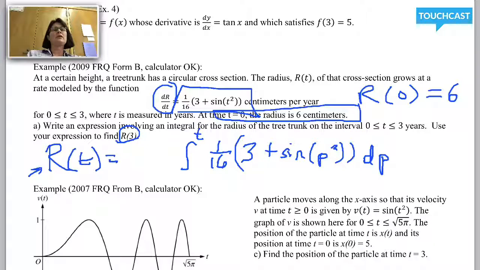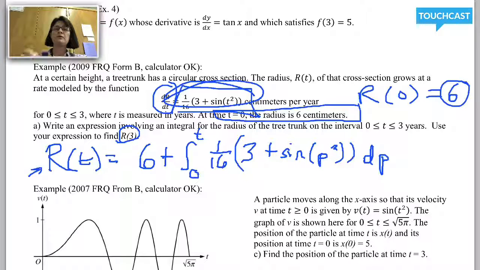I'm going to have to figure out my lower limit. I'm going to have to figure out if I have to add or subtract a number here. So I want r of 0 to equal 6. That means I want that lower limit to be 0, so that if I replace t with 0, I'm going to integrate from 0 to 0. My 6 comes out here. This function, capital R of t, if I took its derivative, I would get this. If I replaced t with 0, I would get 6. Those are the two requirements for my function.